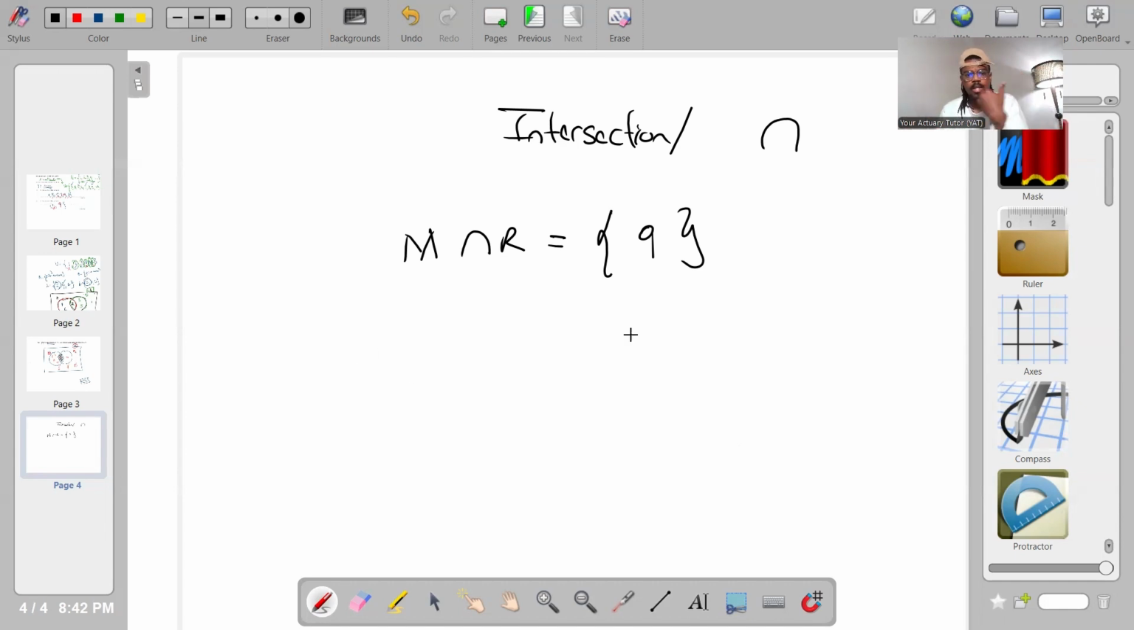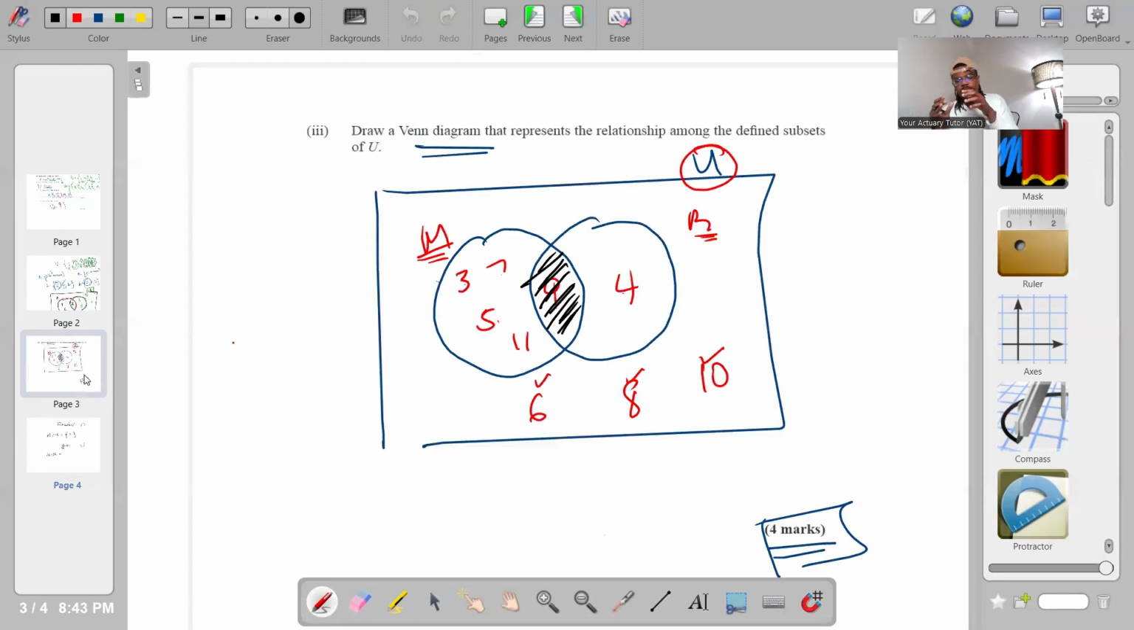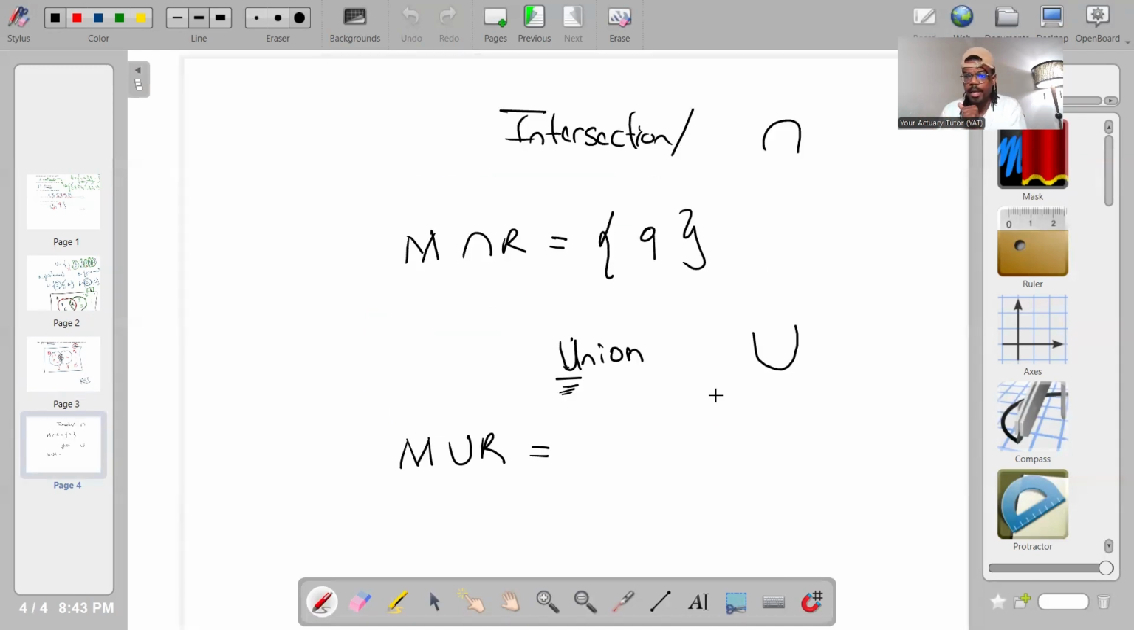Now, the next thing we're going to discuss is what's called the union. I like that the symbol for union goes hand in hand with the letter itself, U. The union looks like a U. Now, if I wanted to put the set that is M union R, for intersection it's like saying, which elements can be found in M and in R?